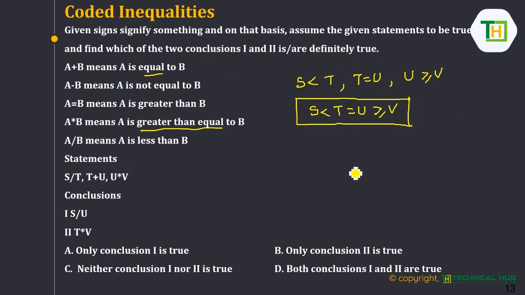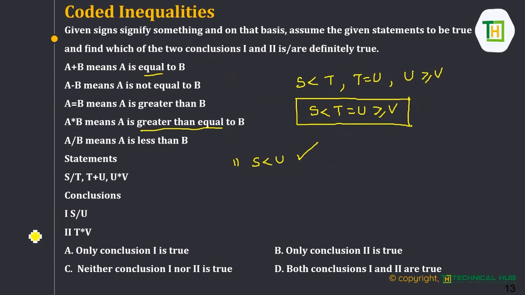Coming to the conclusions, S slash U. What is S slash U? Slash means less than, so the first conclusion is S less than U. Is conclusion 1 right or wrong? Go to your statement. S is less than T, and T is equal to U, so S is less than U. T is equal to U means T can be replaced by U. S less than U is the right answer. So conclusion 1 is true.